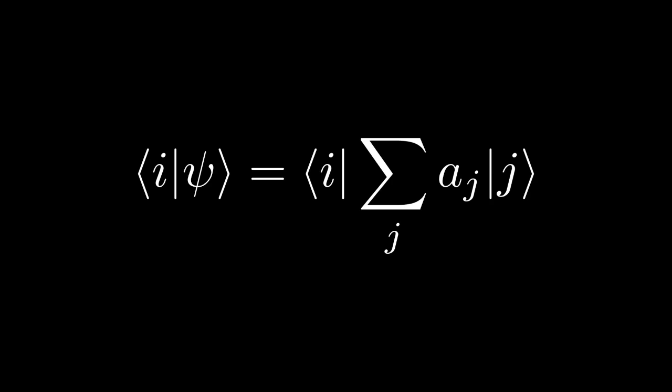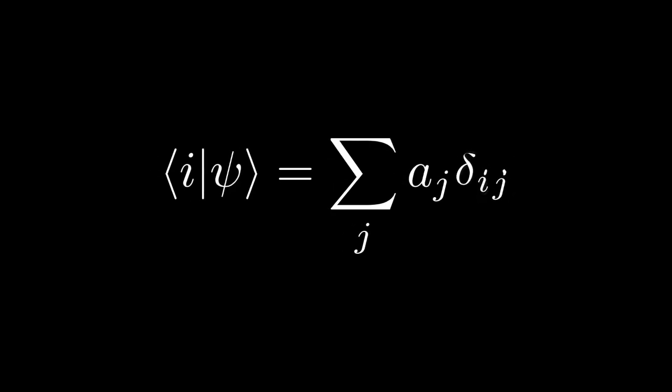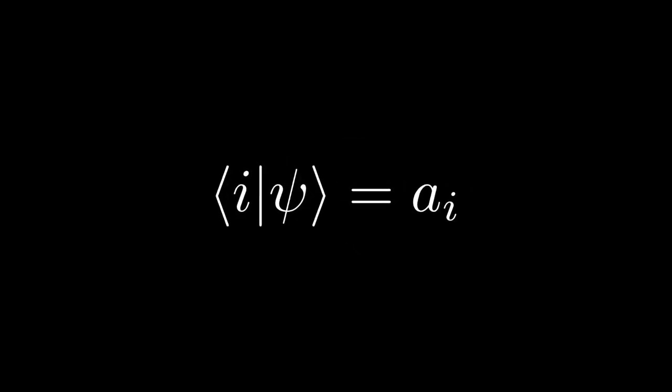Then we use the linearity of the bra to pass through the sum, as the bra is a function on kets rather than numbers. The bra i ket j is the Kronecker delta and vanishes unless j equals i. Therefore the sum contracts to a single number, a_i. Thus we have proved the amplitude of the system being in the ith definite state is given by bra i ket psi.